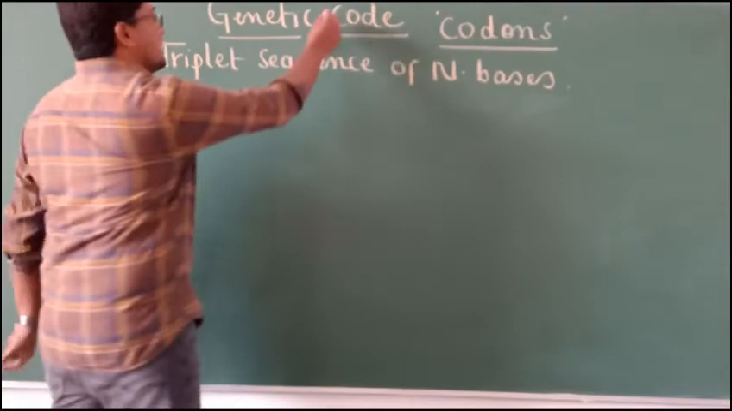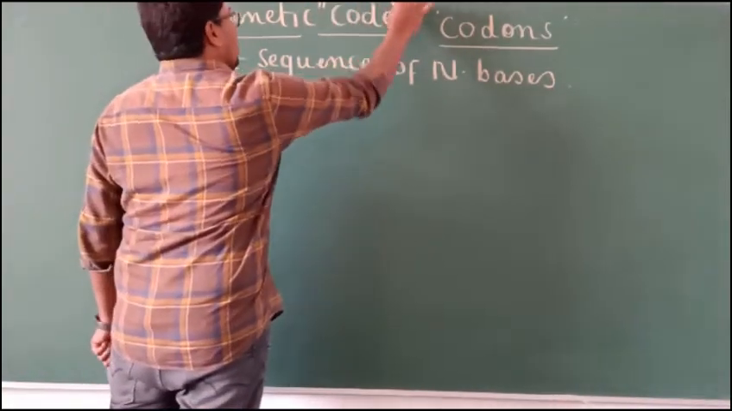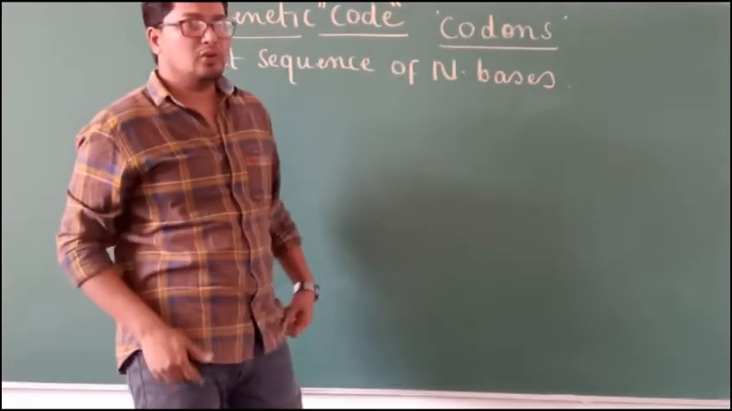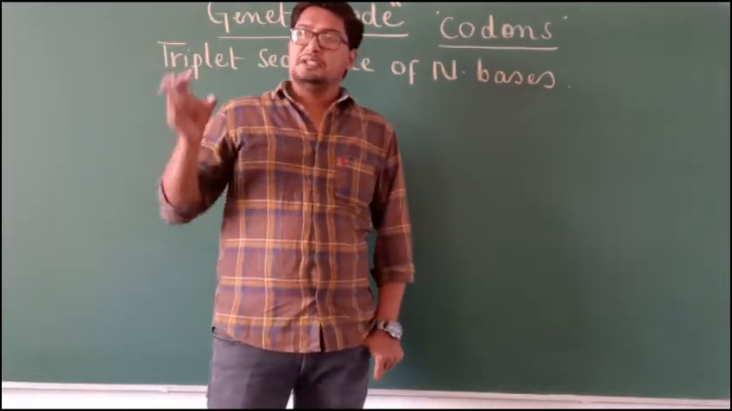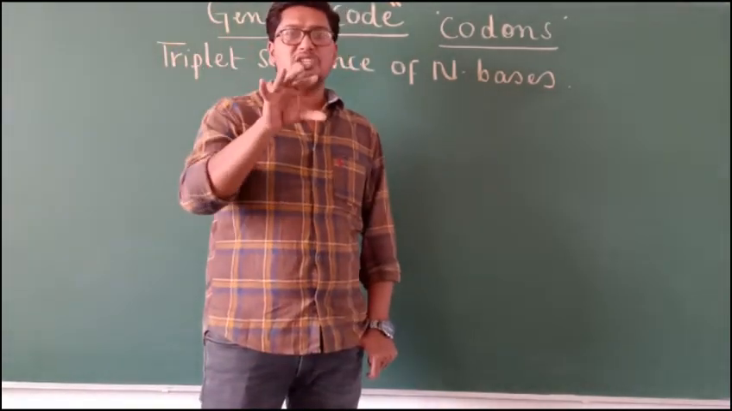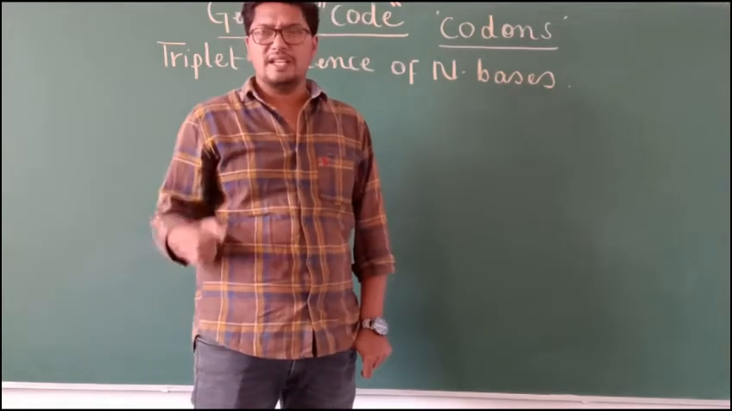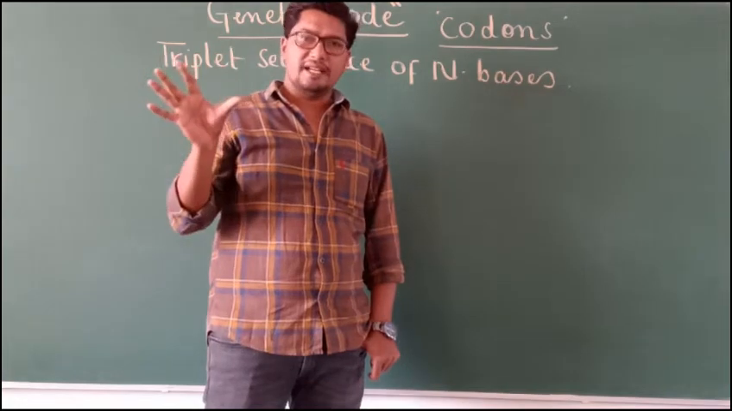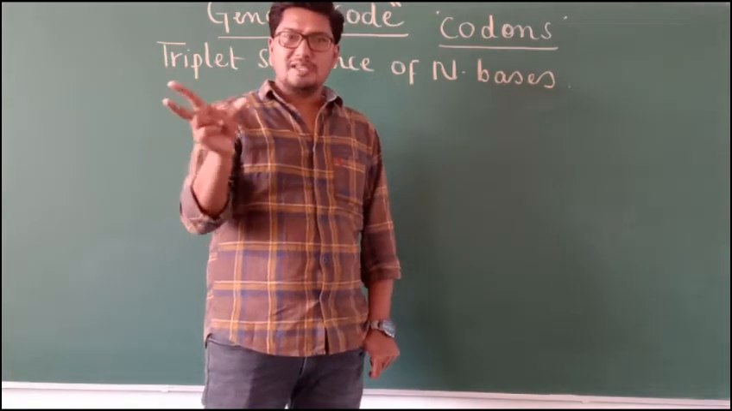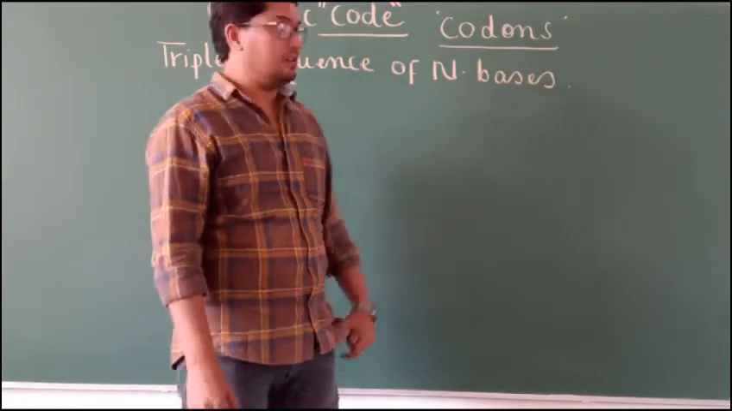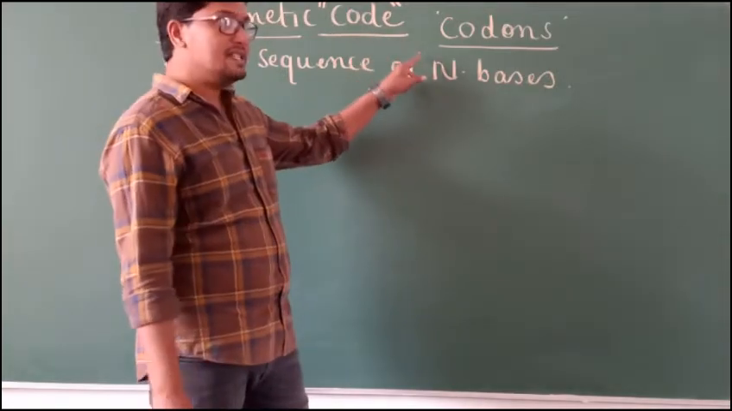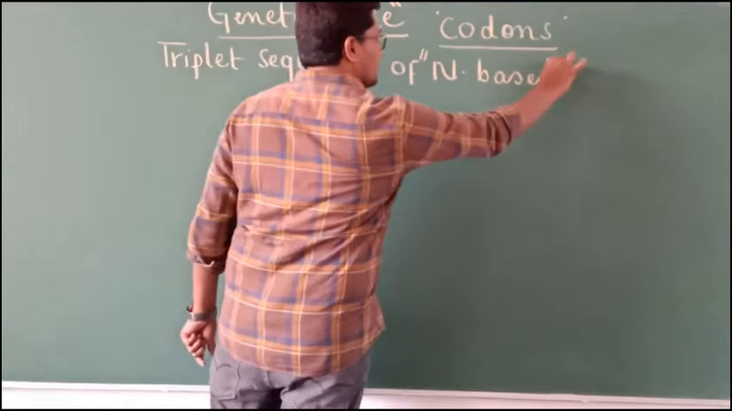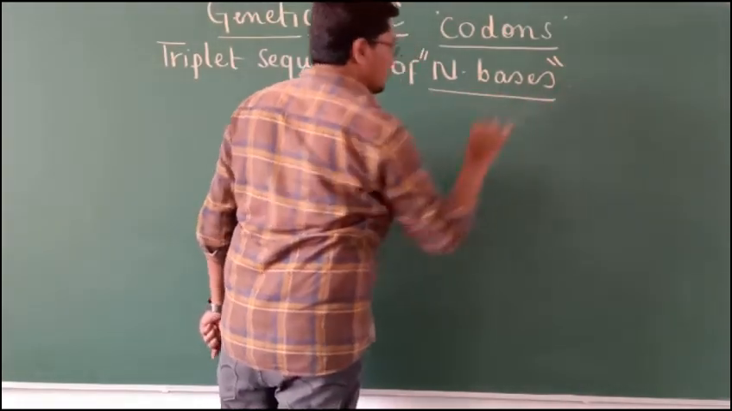Simply, if you ask what is a code, the general definition is that a code is a collection of symbols which carries information. So any code is a collection of symbols and those symbols carry some information. In the genetic code, what are those symbols we are talking about? They are nothing but nitrogen bases.